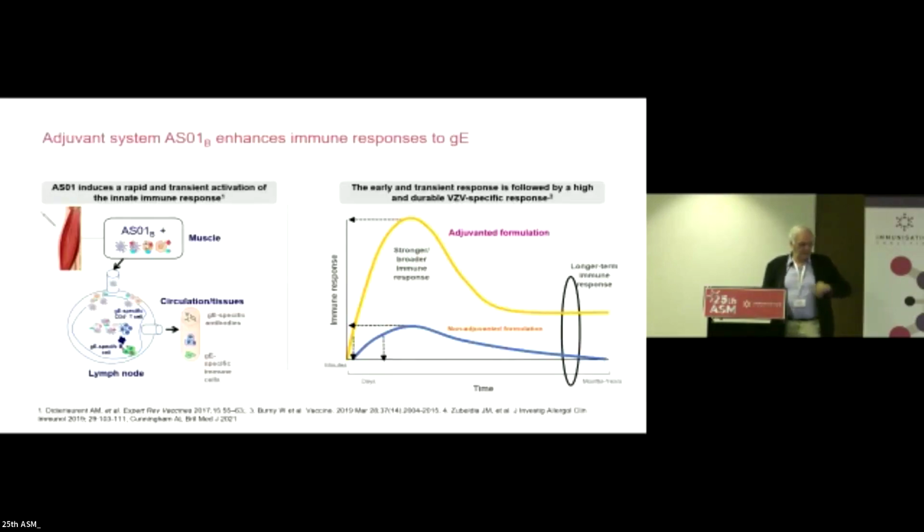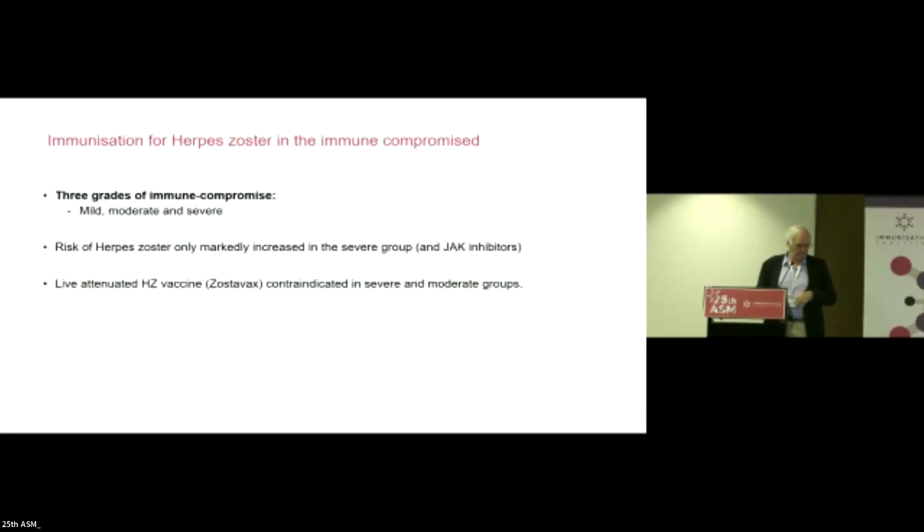Now, the vaccine actually works in the local lymph node. It drains from muscle into the lymph node, where you get a cascade of immune responses resulting in antibody and T cells, which gives you, as shown on the right, this increased and broad immunity, and it's all about the adjuvant.